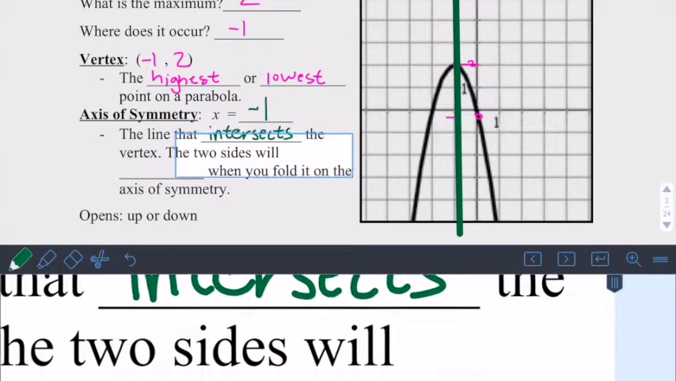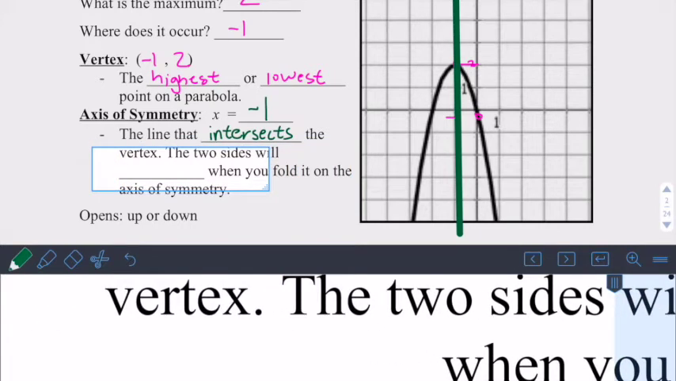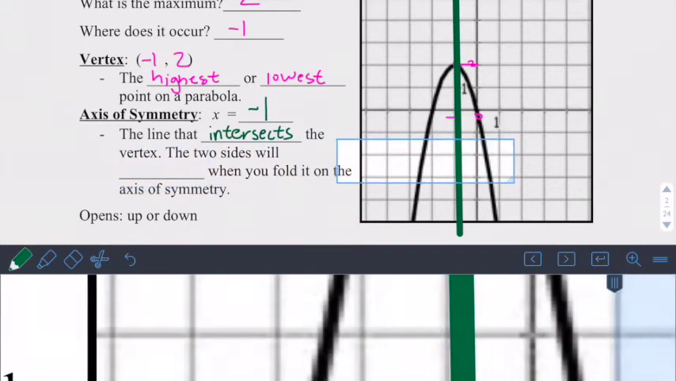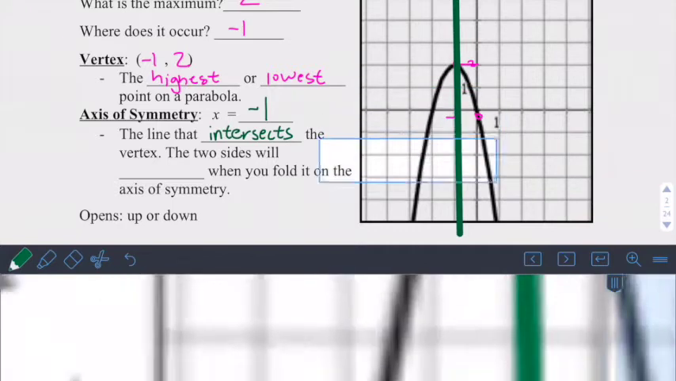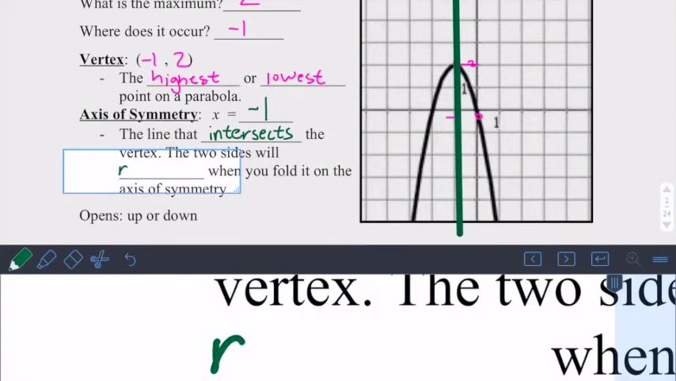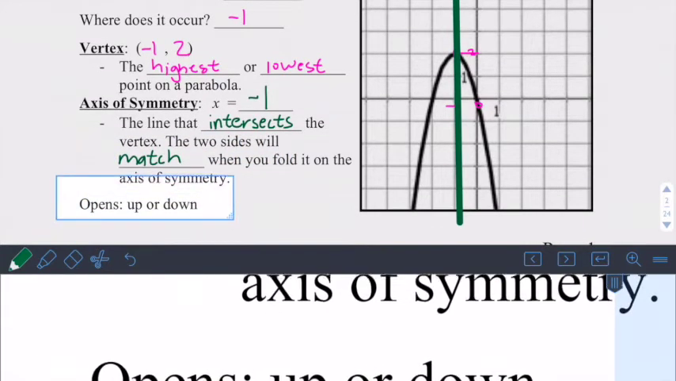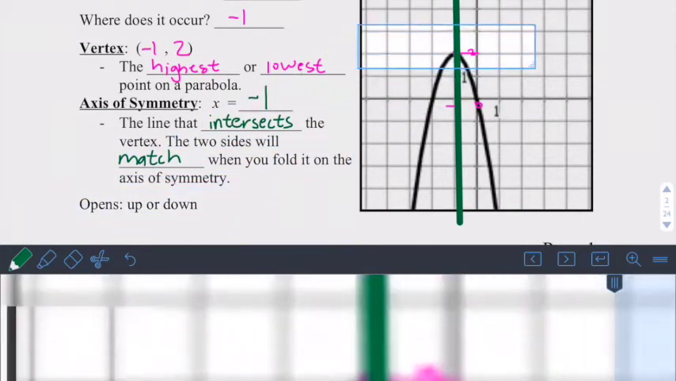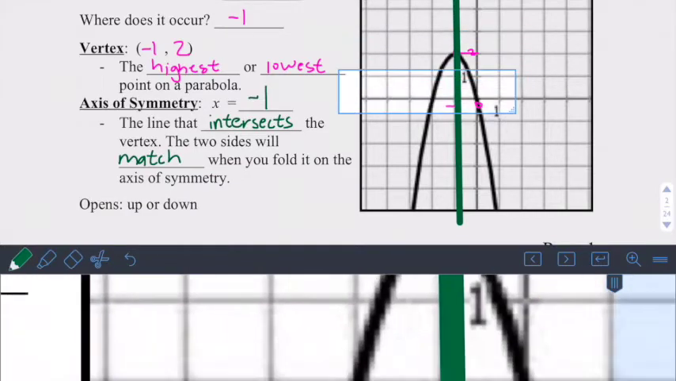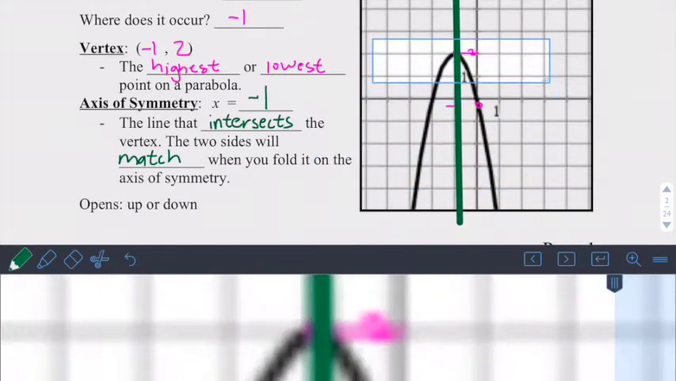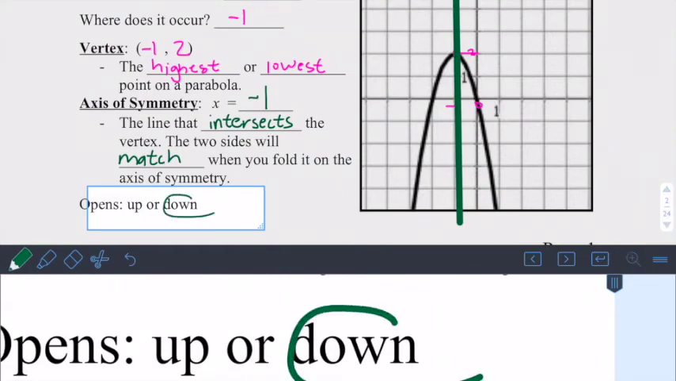The two sides will match when you fold on the axis of symmetry. So if I were to fold this graph onto this side, the two sides will match. That's what it means to be symmetric. And another thing we're going to talk about is opens up or down. If you see this parabola, it's opening down, right? It opens towards the bottom, so I'm just going to circle opens down.